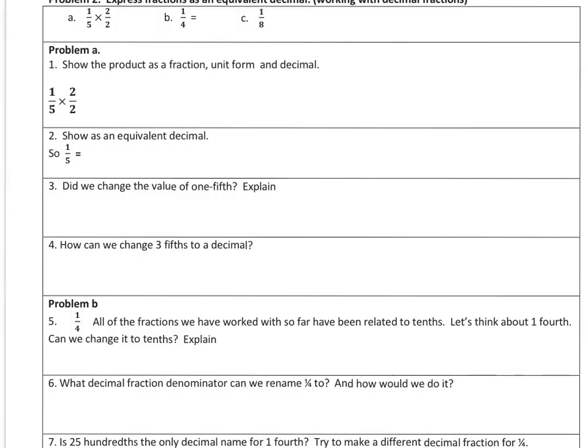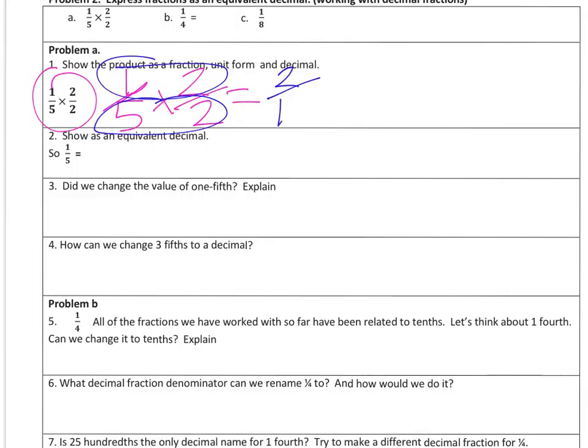So now we're going to work on using this trick to turn fractions into decimals. So right now we have 1/5 times 2/2. So let's just do it the easy way. We're going to do it mathematically. Set it up, multiply across. 1 times 2 is 2. 5 times 2 is 10. 2/10.